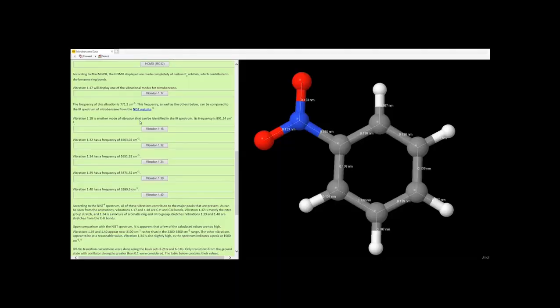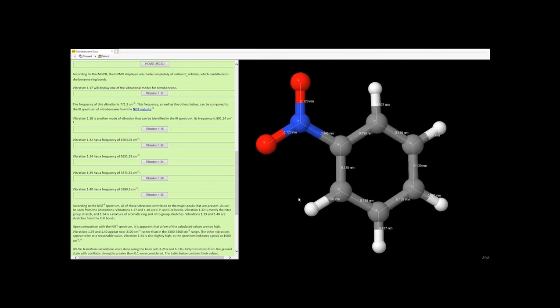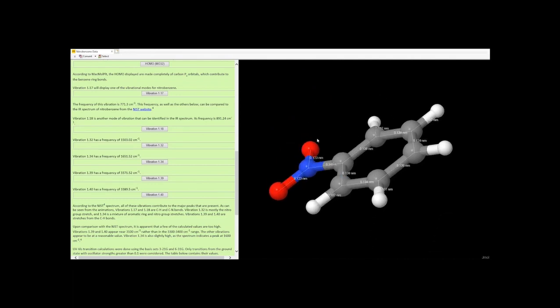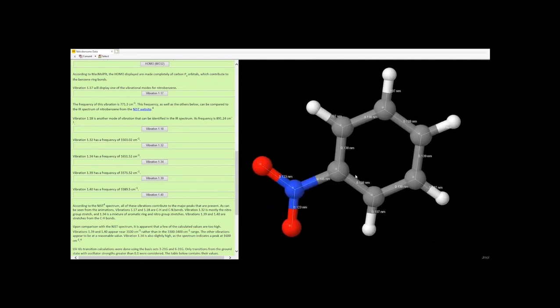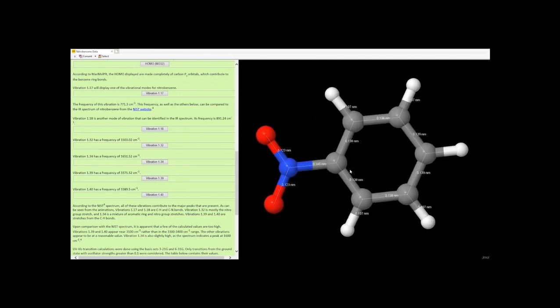Here we have a molecule of nitrobenzene. I'd like to show you what happens to this molecule when it has different vibrational modes. So these vibrations are caused by infrared light at different energies. Here we have a static image of the molecule, and you can see that we have a benzene ring here with a nitro group attached.